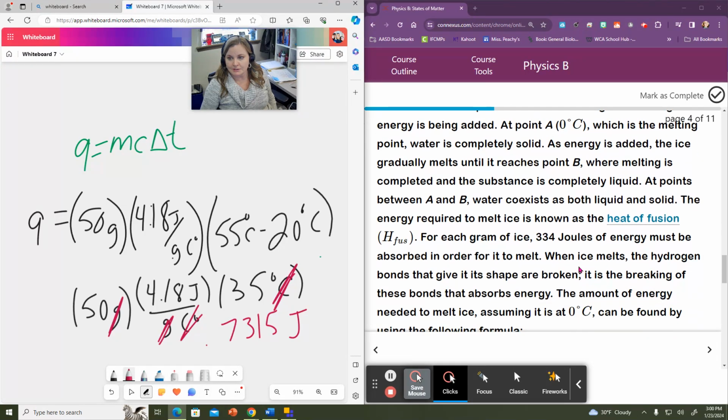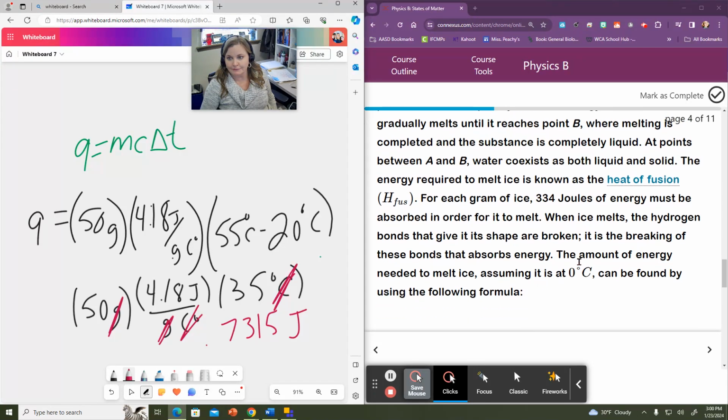The energy required to melt this is known as the heat of fusion. That's what the H sub FUS means. So that's the energy required to melt, the heat of fusion. For each gram of ice, 334 joules of energy must be absorbed in order for it to melt. When ice melts, the hydrogen bonds that give it shape are broken. It's the breaking of these bonds that absorbs the energy.